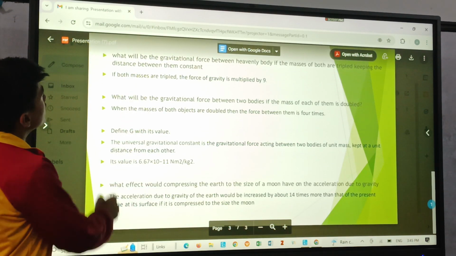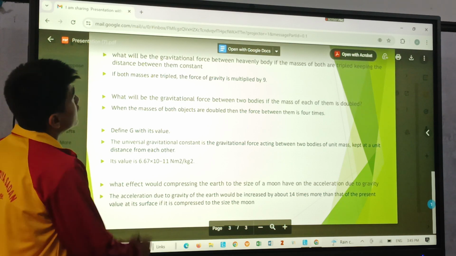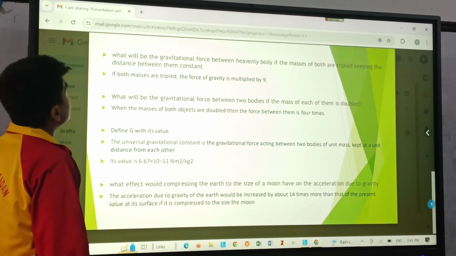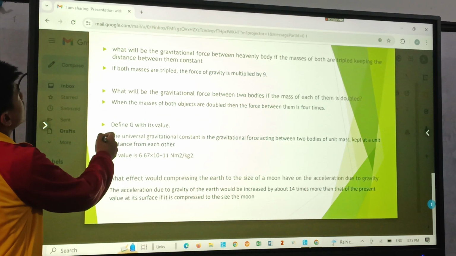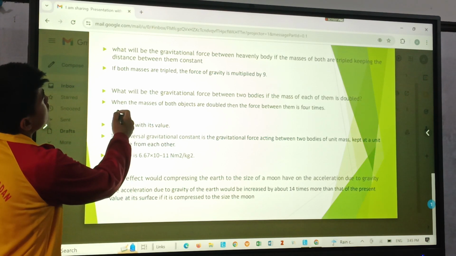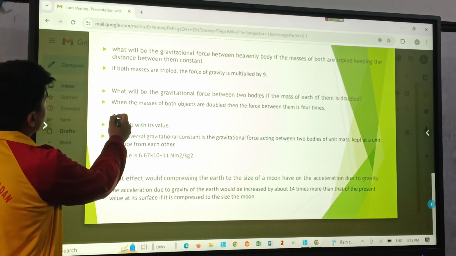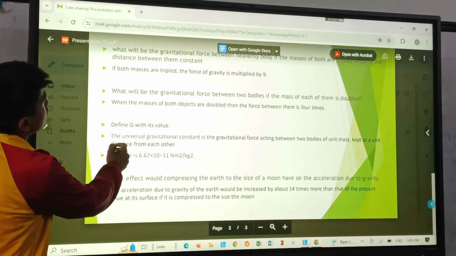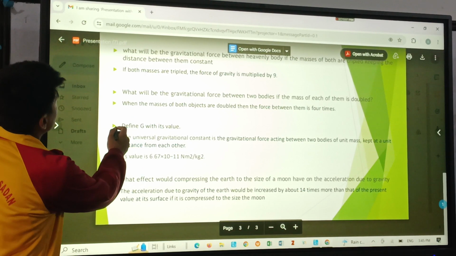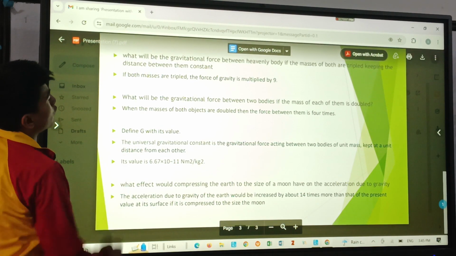What will be the gravitational force between two bodies if the mass of both is tripled, keeping the distance between them constant? If both masses are tripled, the force of gravity is multiplied by 9. And what will be the gravitational force between two bodies if the mass of each of them is doubled? When the mass of both objects is doubled, then the force between them is 4 times.